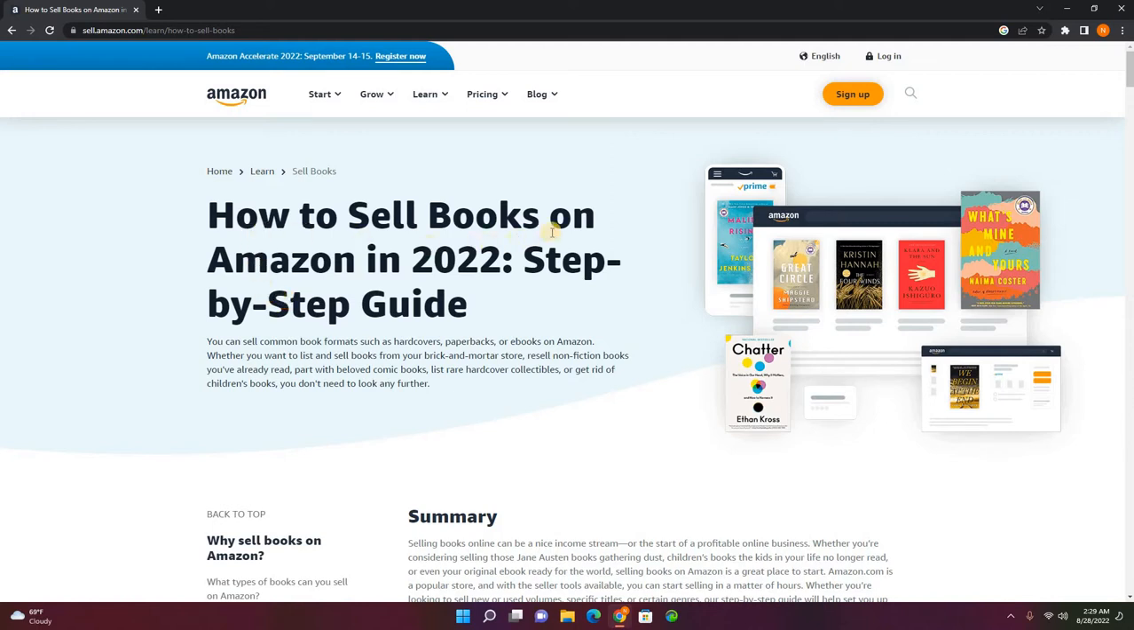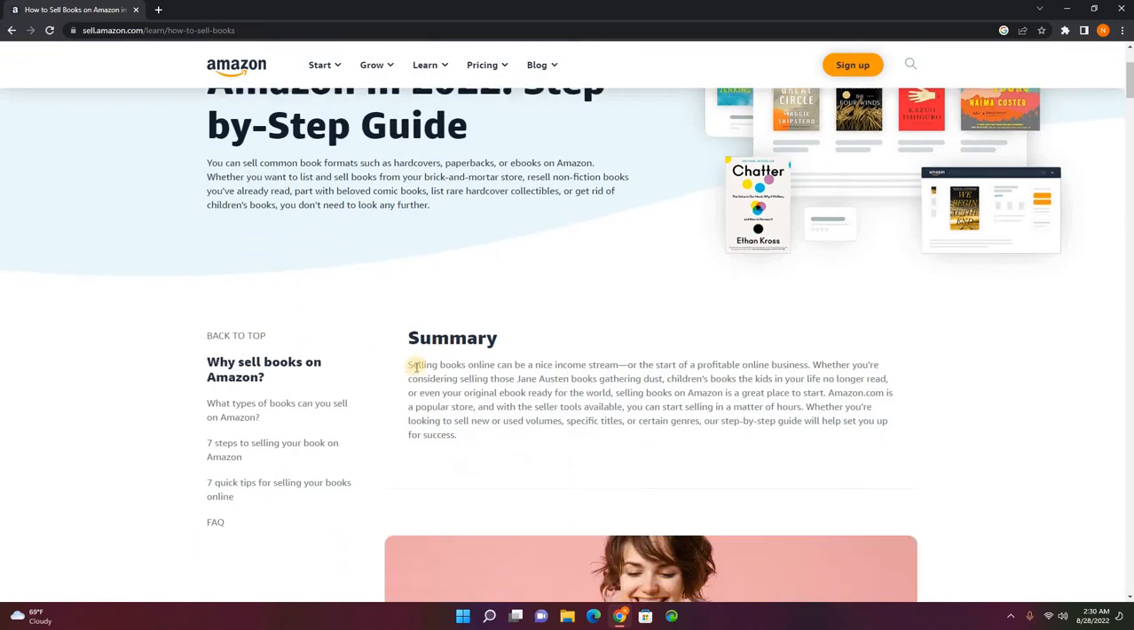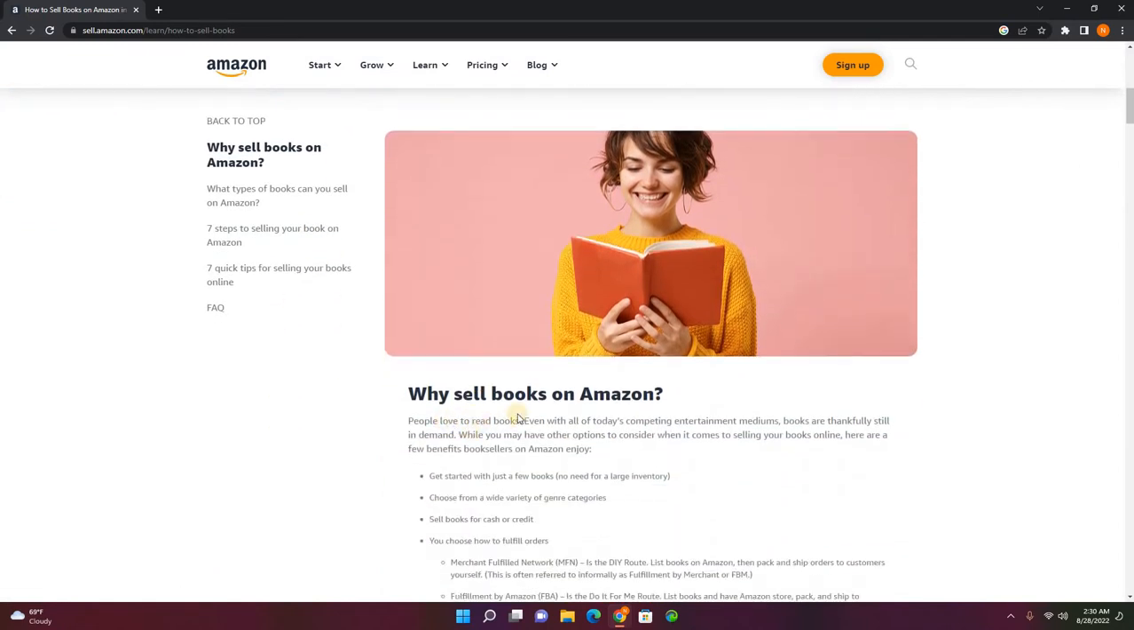So, how to sell books on Amazon in 2022, a step by step guide. You can see this picture giving us a little bit of information on how to manage your store. You can sell common books. This is the kind of information Amazon gives us; if you want to read it, just read it. I don't want to waste your time, so I will jump to the next one. Somebody is selling books online, and these are the topics we are going to discuss. What type of books can you sell on Amazon, which we will see next. So, why sell books on Amazon?